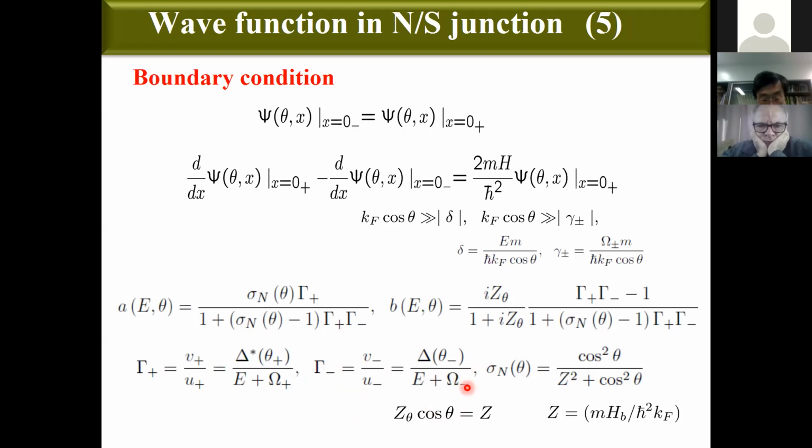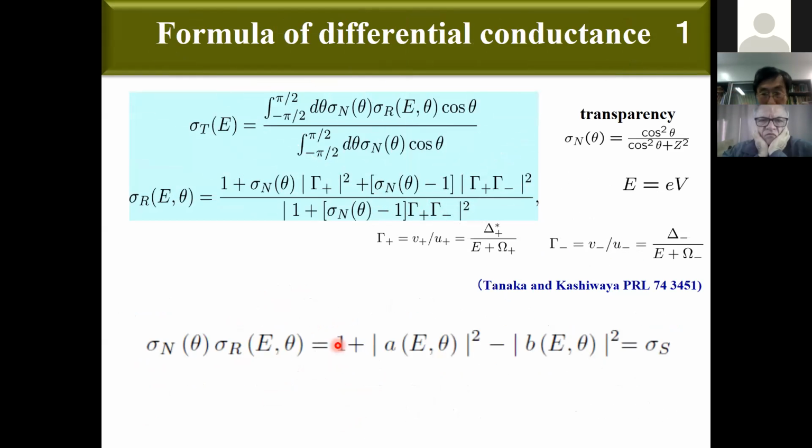The important difference from the conventional spin singlet s-wave case is as follows. In the s-wave singlet case, gamma plus equals gamma minus is always satisfied. On the other hand, in the d-wave, p-wave, chiral p-wave, or other unconventional cases, gamma plus and gamma minus become basically different quantities from each other. This is a very important point. And then finally, we get the compact conductance formula.